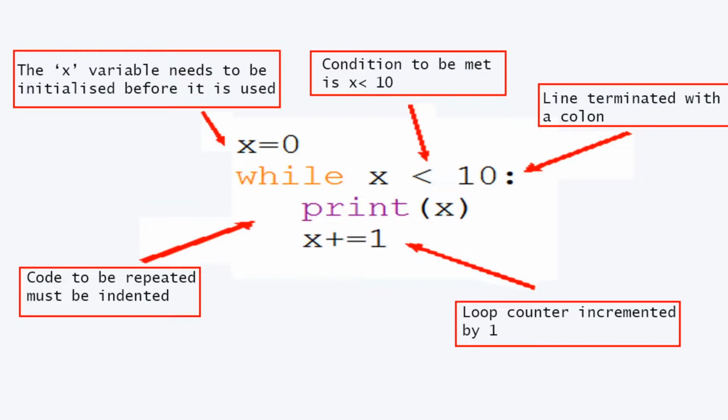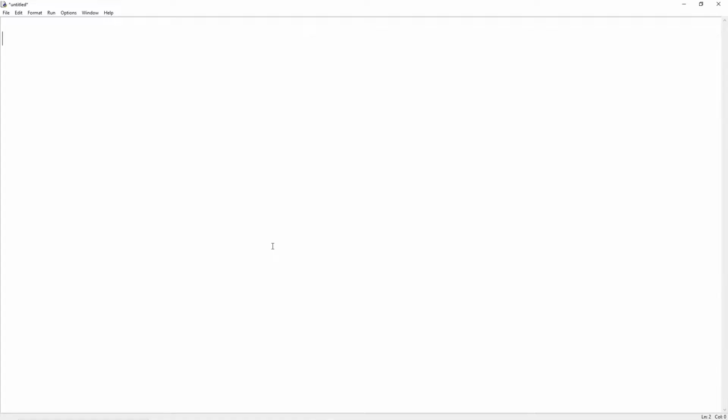Any code to be repeated must be indented. In this case, you can see print x is indented. And then the last line, we have x plus equals 1, and this is our increment counter. Okay, x plus equals 1 is the same as saying x equals x plus 1.